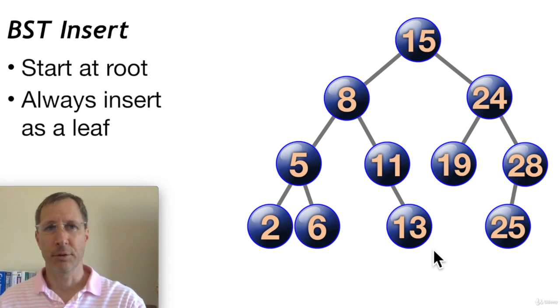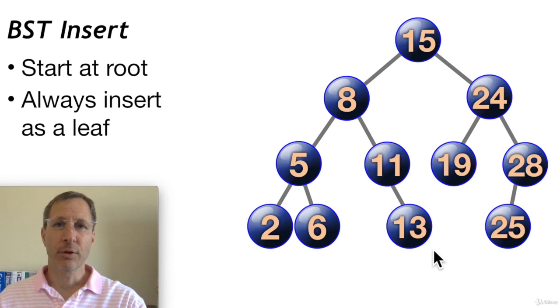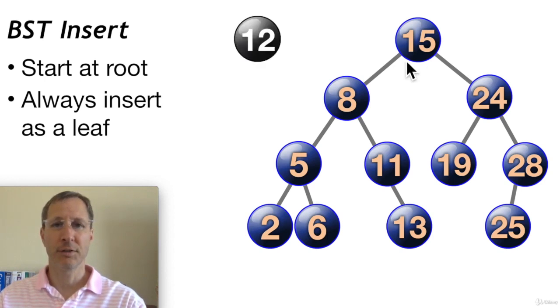First, let's look at the insert method. We're going to always start at the root when we're doing an insert. So the top. In this tree, it's the 15. We're always going to insert a new node as a leaf. In other words, at the very bottom of the tree. But we start at the top to locate the right position, the correct position in the tree to insert that new leaf. So let's say we want to insert 12 in this tree.